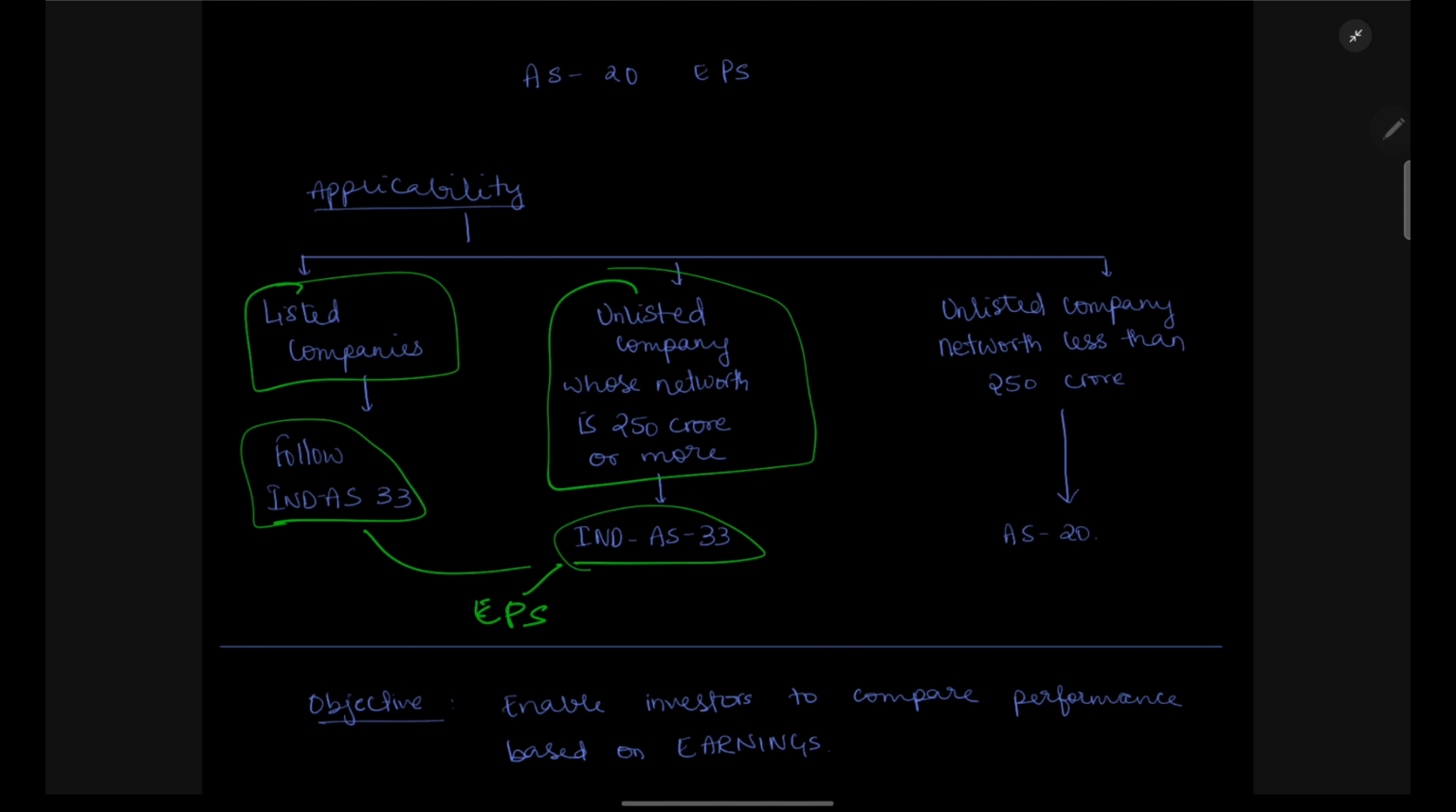That will come in final, I think, right? And in cases of unlisted companies whose net worth is less than 250 crore, they will have to follow AS20. Here obviously other entities won't come because, common sense, earnings per share will come only where shares are involved. In case of partnership firms or any other type of entity where shares are not involved, earnings per share is not applicable to them.